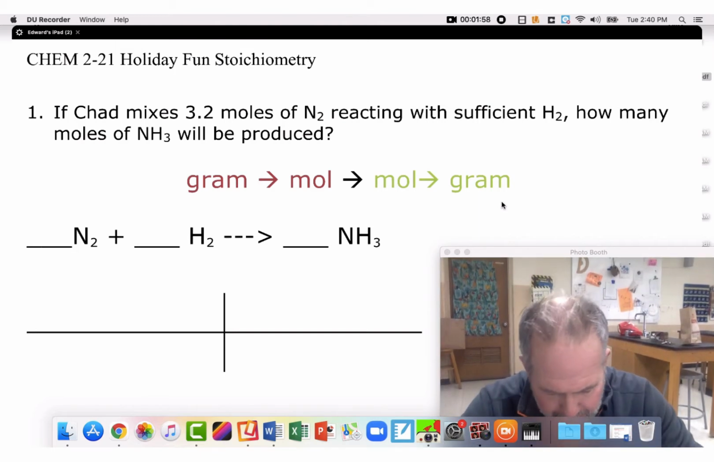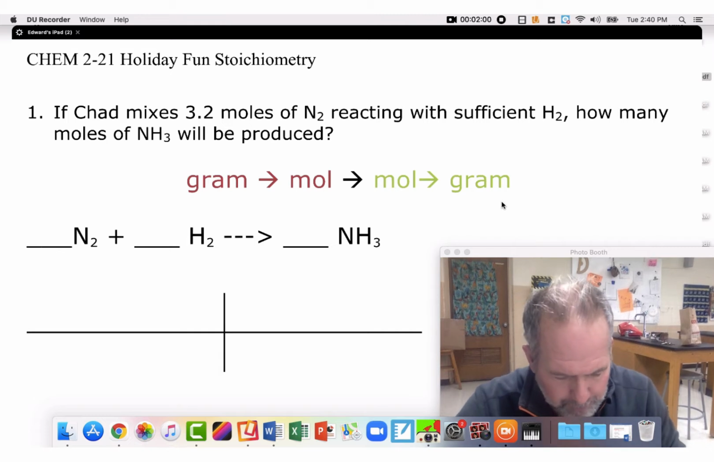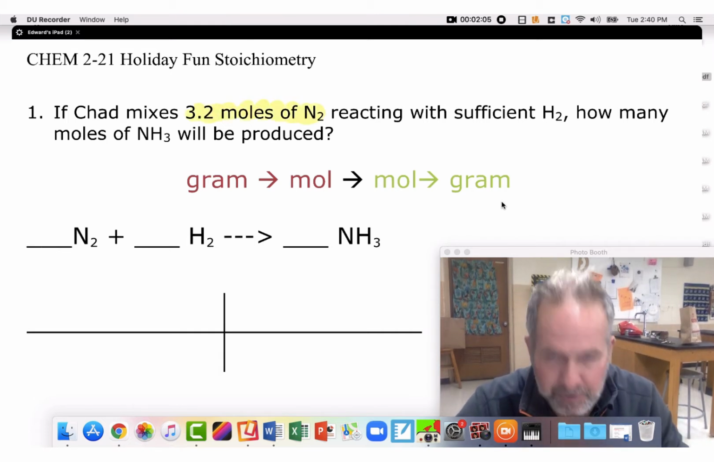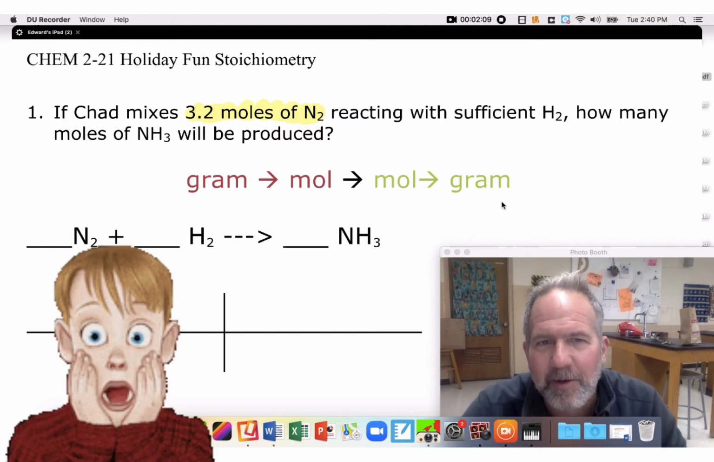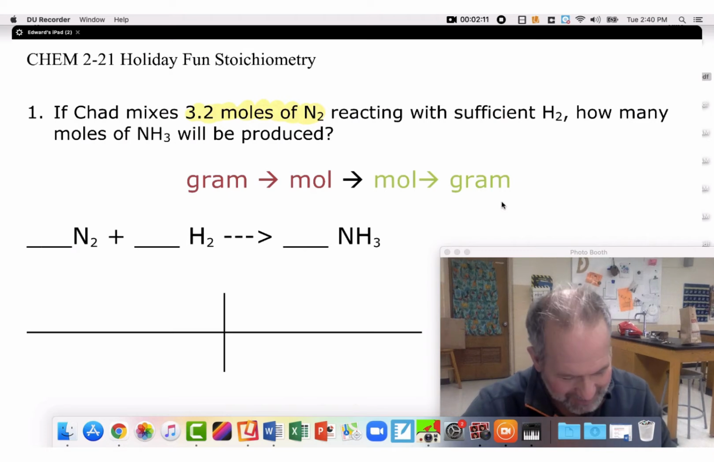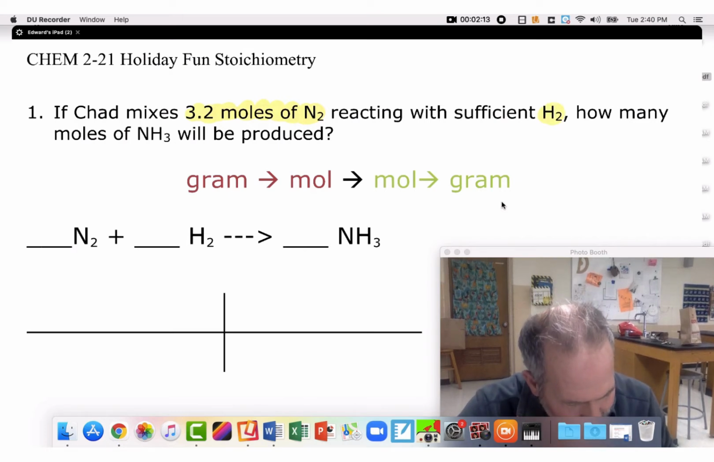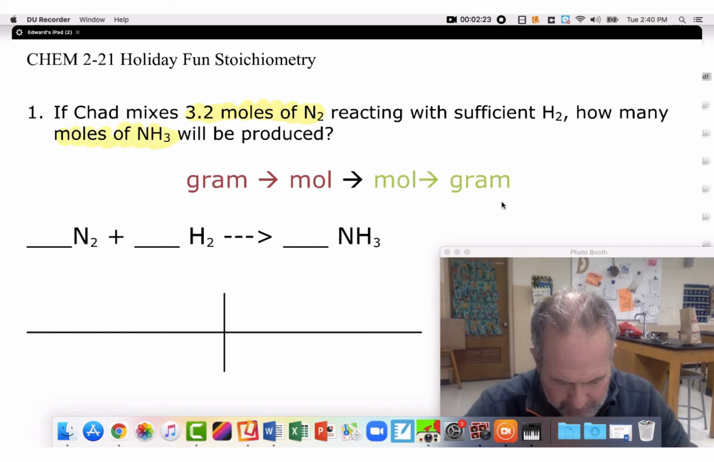If Chad mixes 3.2 moles, look what it says, 3.2 moles of nitrogen, that's not grams, reacting with sufficient hydrogen. How many moles of ammonia will be produced?